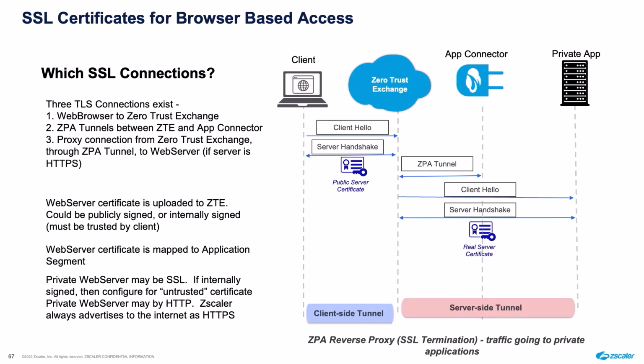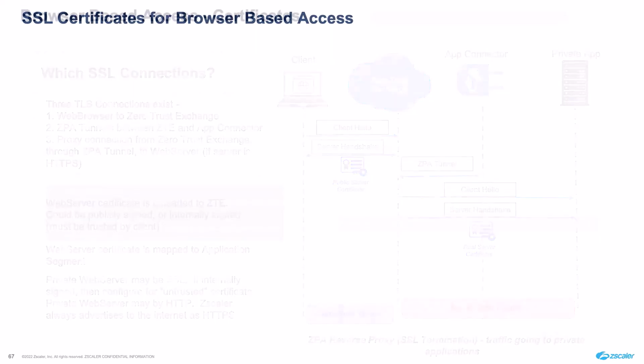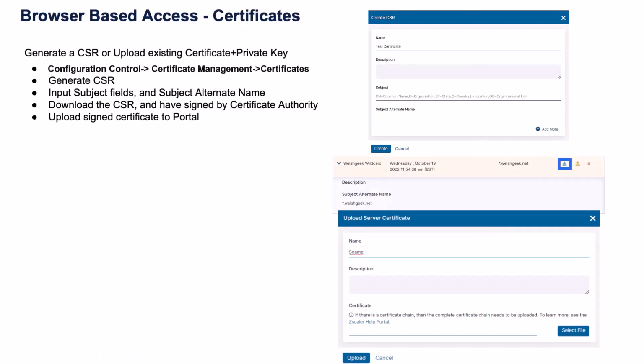It's also worth noting that the connection from the Zero Trust Exchange to the application could be HTTP through that ZPA tunnel, so the ZPA tunnel is providing that secure transport. So let's think about those certificates and how we get those configured. You need to be able to load the certificate into the Zero Trust platform.